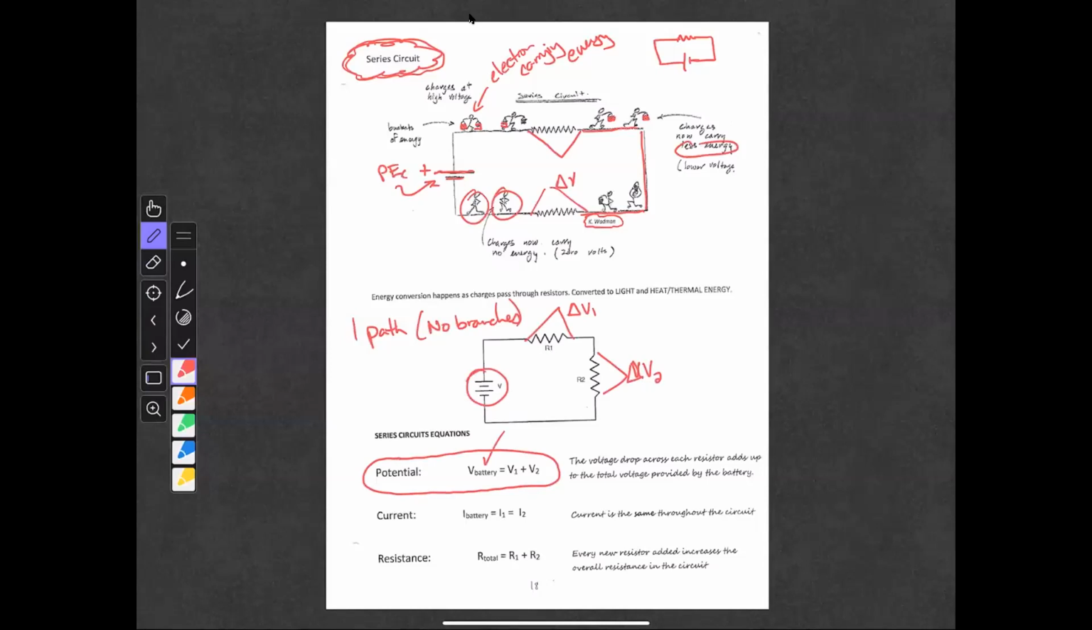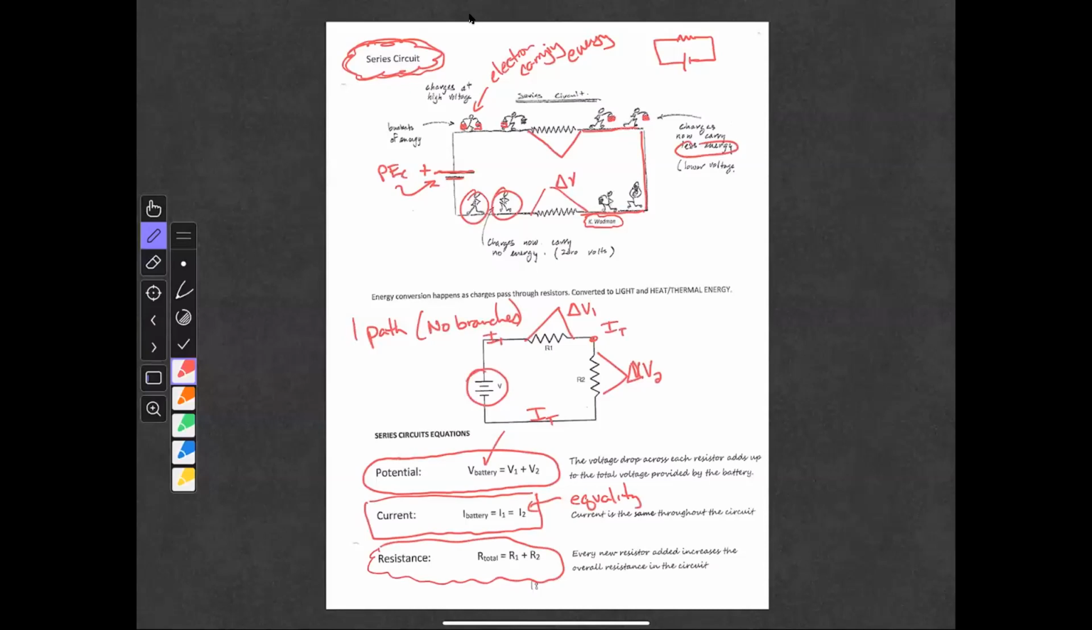The current, because there's only one pathway, look at this equation. Basically, it's an equality statement. It's not truly an equation. It reminds you that whatever your current is here, I total here, it's going to be the same current here, and the same current there. There's no split.